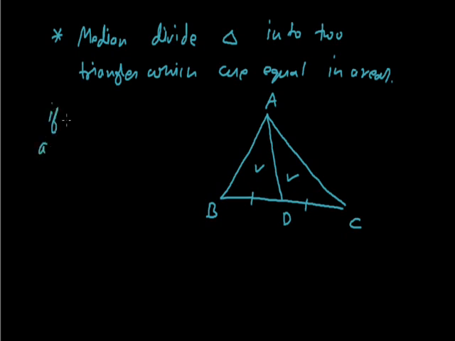If AD is median, then we can say that the area of triangle ABD is equal to the area of triangle ADC, because a median divides the triangle into two triangles which are equal in areas. So by using this property we can do one problem.